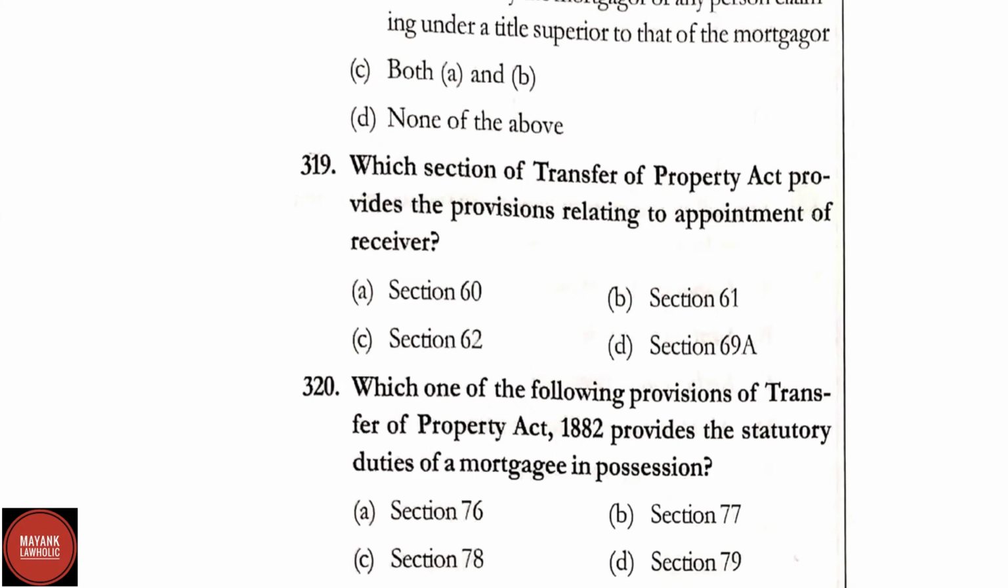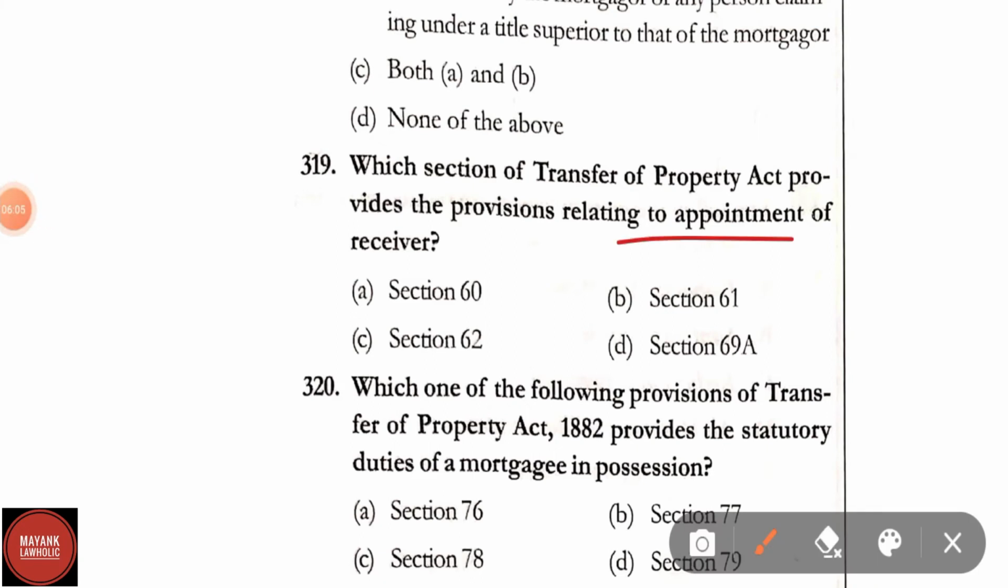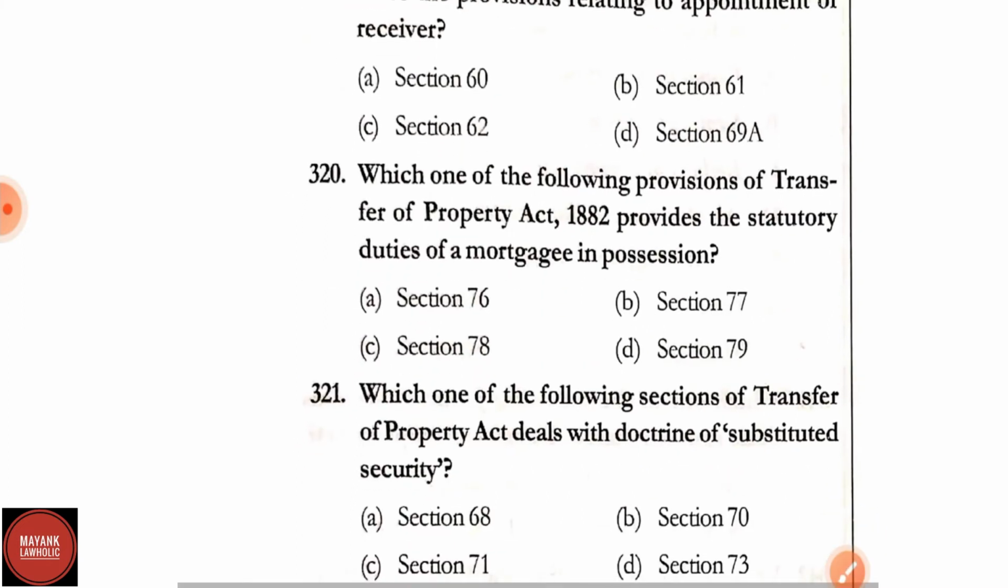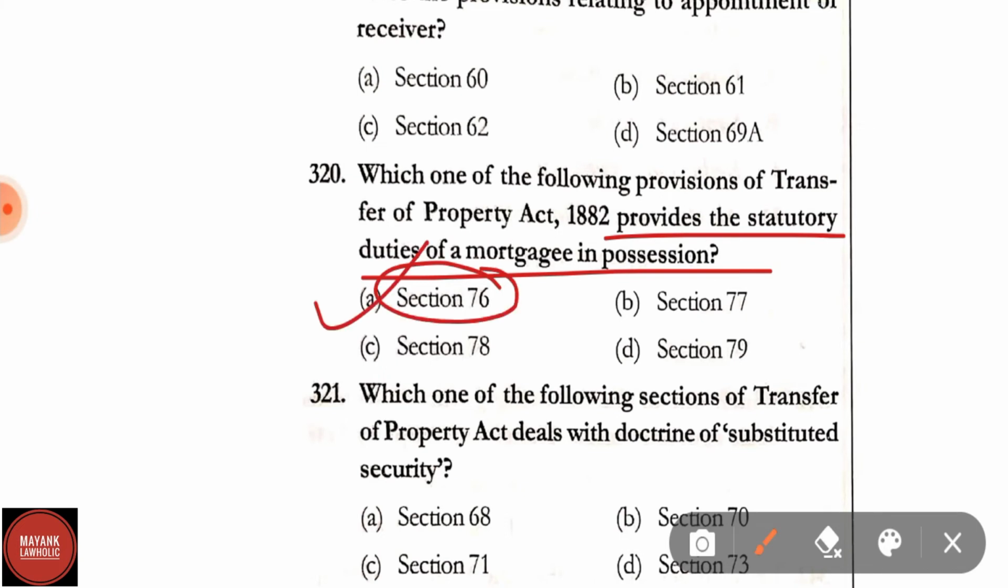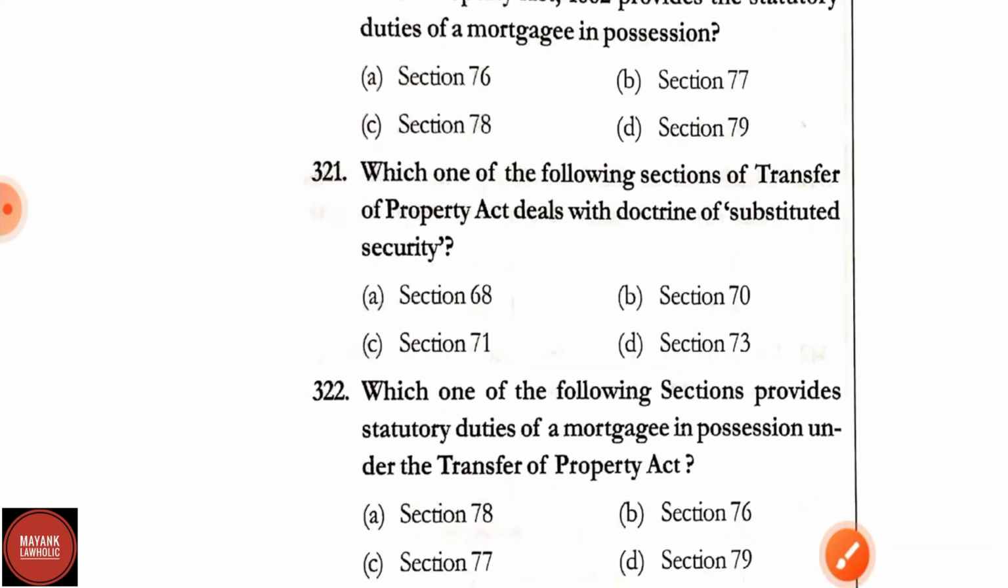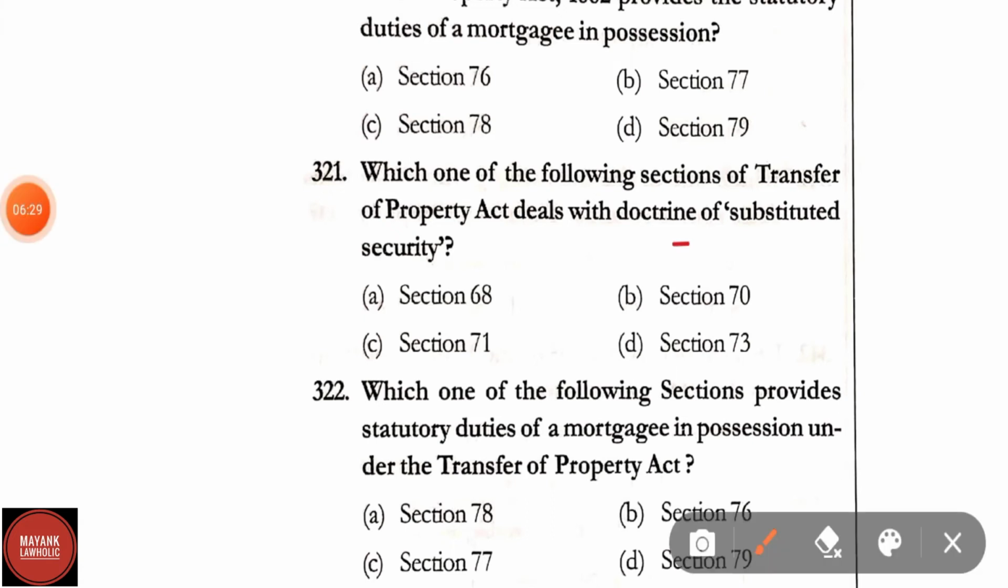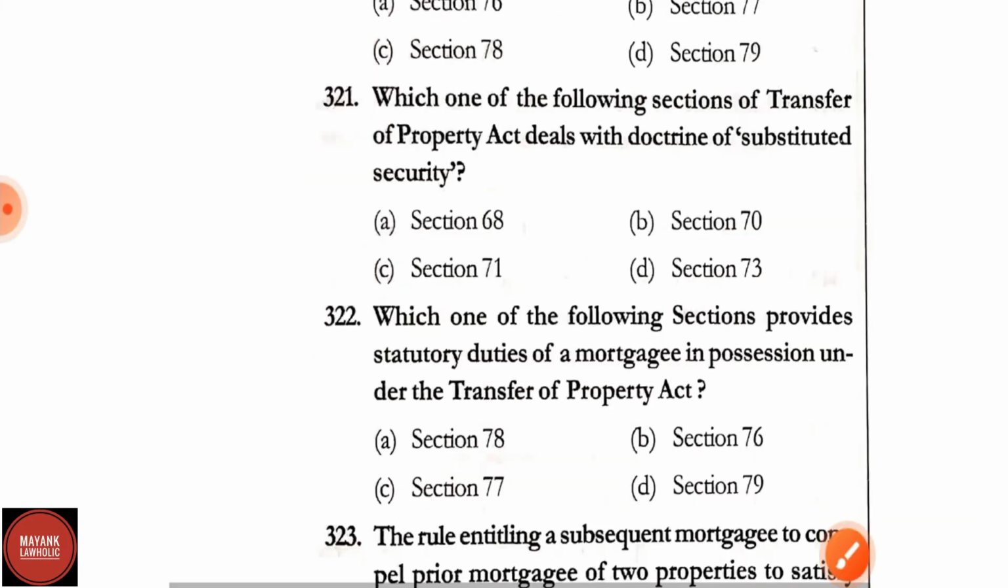Question number 319. Which section of TPA provides provisions relating to appointment of receiver? Correct answer is section 69A, option D. Question number 320. Which of the following provisions of TPA provides the statutory duties of a mortgagee in possession? Here correct answer is section 76. Question number 321. Which one of the following sections of TPA deals with the doctrine of substituted security? Correct answer is section 73. Section 73 deals with the doctrine of substituted security.